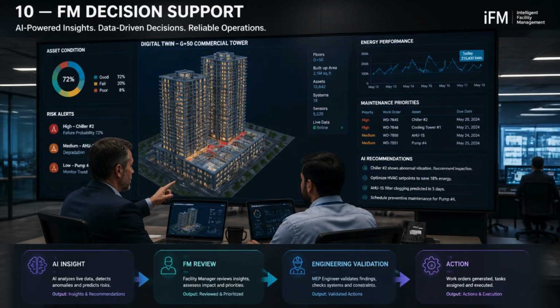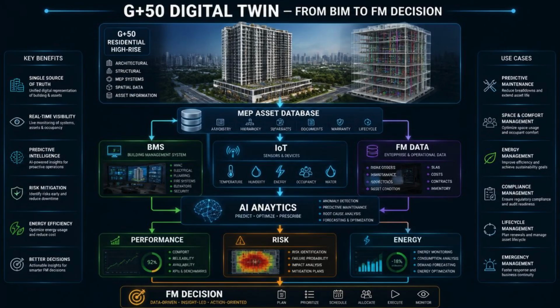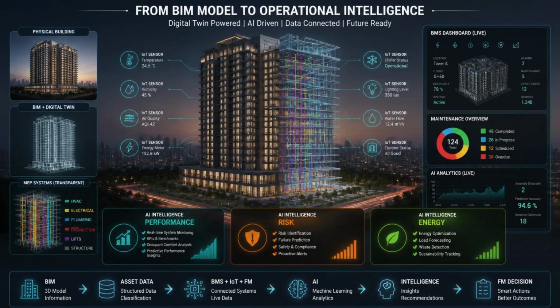G+50 Digital Twin architecture. We start with the BIM model, which provides the digital representation of the building. The BIM information is structured into the MEP asset database. BMS provides operational data, IoT provides sensor information, and the FM system provides maintenance and operational history. These validated data sets are analyzed by AI to identify performance trends, risks, and energy opportunities. The final output is decision support for the facility manager and engineering team.